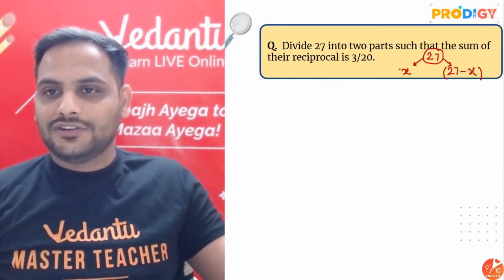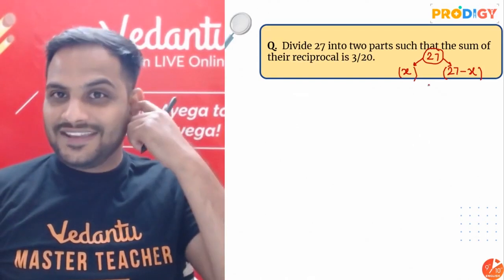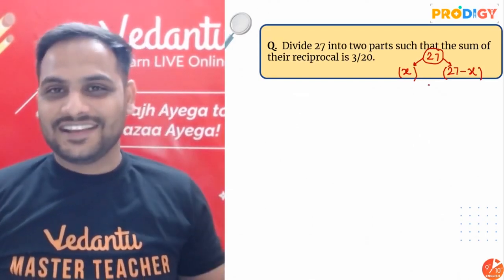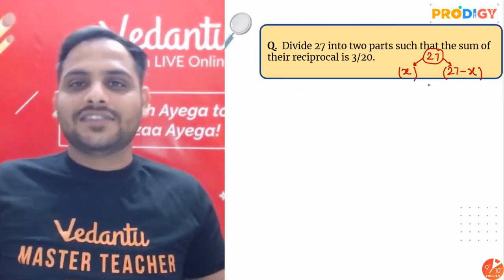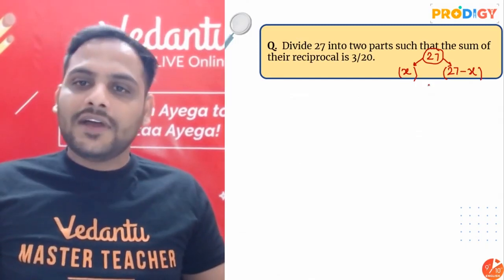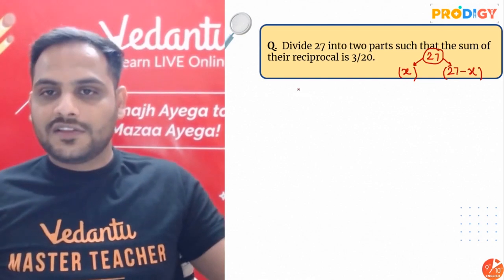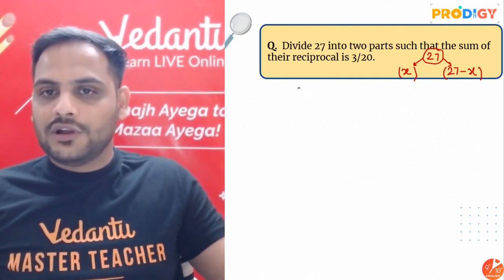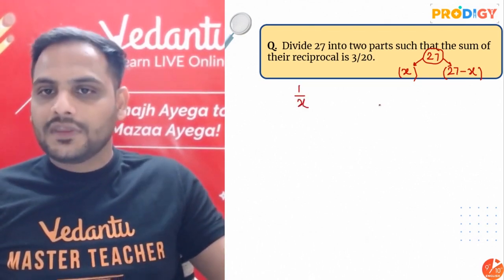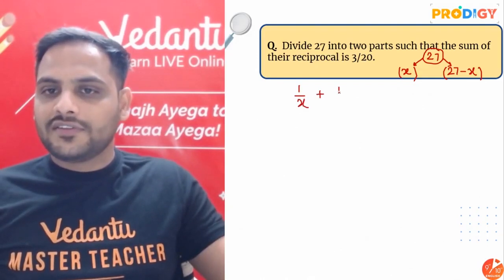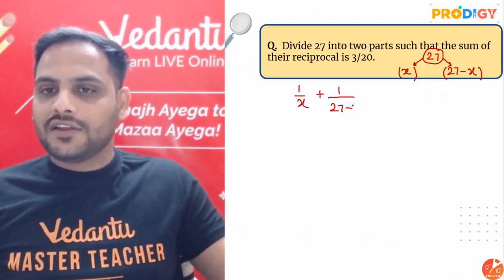All right, so let me know in the comment section if you have made any mistake in this part. So one part is x, the other is 27 minus x. If I add their reciprocals, the answer is 3 by 20. That means the reciprocal of x is 1 by x, the reciprocal of 27 minus x is 1 upon 27 minus x, and their sum is nothing but 3 by 20.